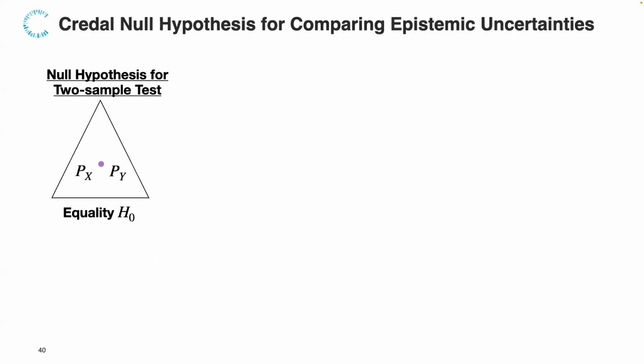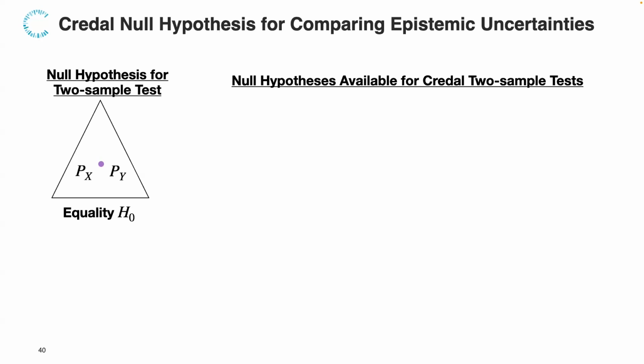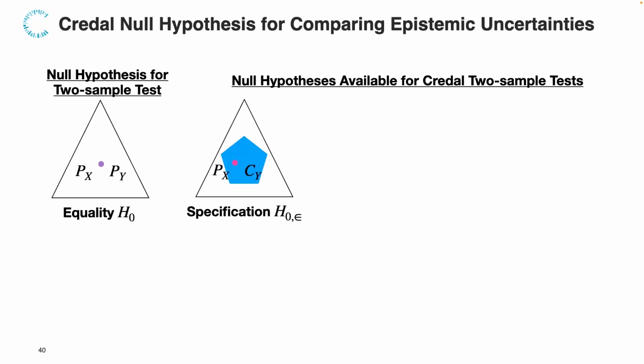So recall, in the classical two-sample test, we compare points in the probability space. That's exactly what the null hypothesis is about. The triangle you can think of as a probability simplex or the space of probabilities, doesn't matter. And in my work, I proposed 4 different null hypotheses that each of them makes sense in some case.